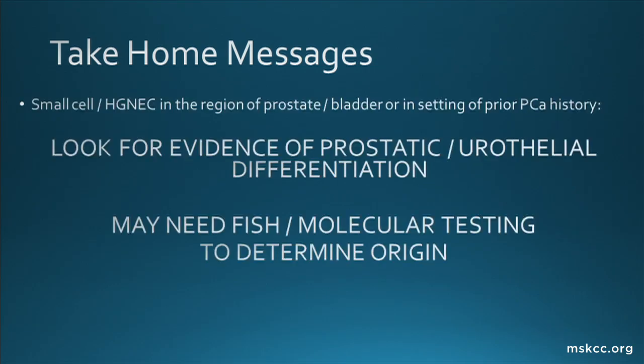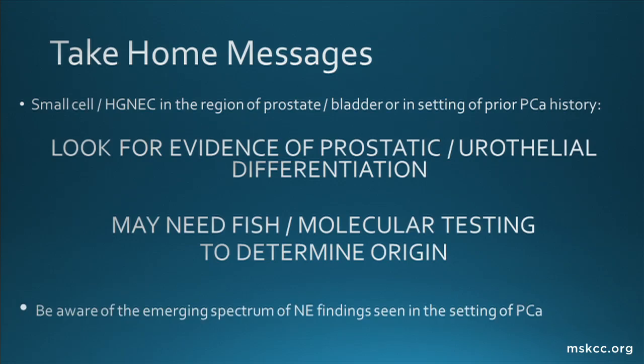And so some take-home messages from this case. If you see a small cell or high-grade neuroendocrine carcinoma, something that you can identify as such in the region of the prostate and bladder, or in the setting of a prior prostate cancer history in a metastatic site. So first, if it's in a primary site, look for evidence of prostatic and urothelial differentiation, of course. But note, especially in the metastatic setting, or as in our case, you may need FISH or a molecular test to help determine the origin, because these tumors may be negative for ERG, for PSA, for NKX3.1, any other prostatic markers you can throw at it, while still harboring the TMPRSS2-ERG rearrangement, which is a very powerful marker.